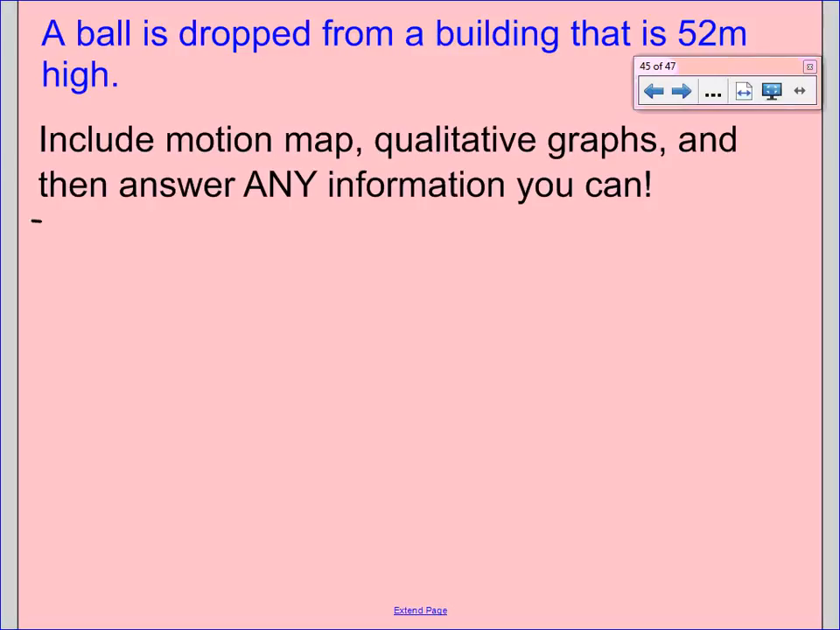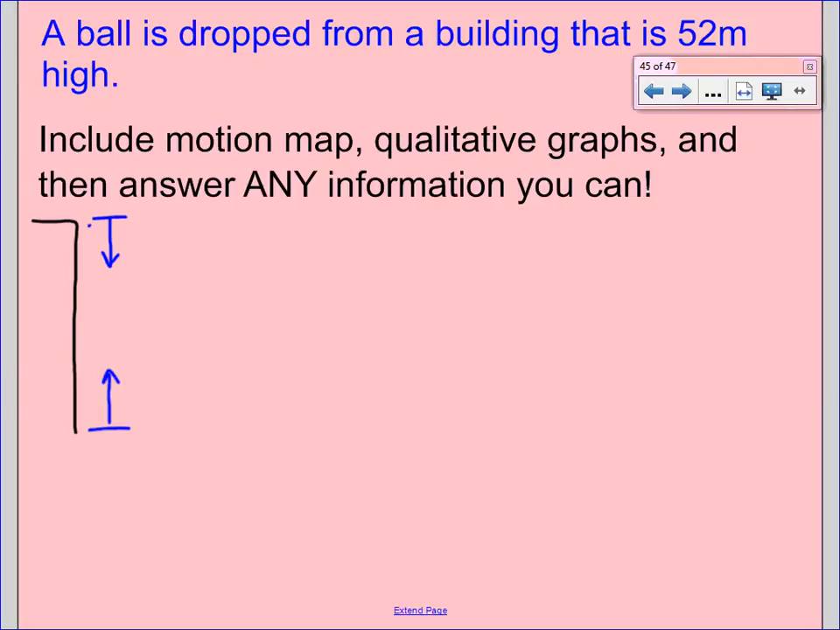Now the ball is being dropped from the building. You have the option, as the physicist. Here's the building. You can make your origin at the very top or the very bottom. If you make the origin at the top of the building, then that means you can make down positive. If you make the bottom of the building the origin, that means you'd make up positive.